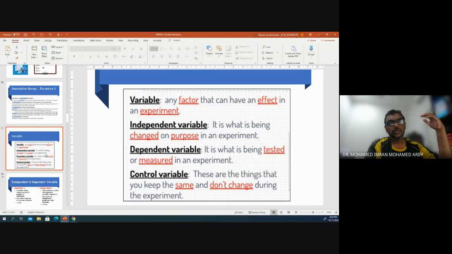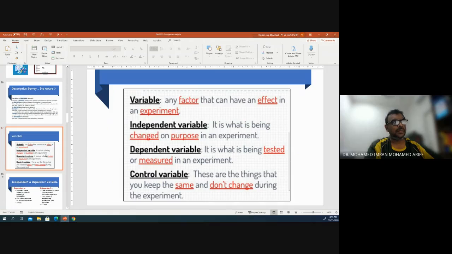Okay, so what are the factors? What are the variables? What is the factor that can have an effect on losing weight? We have exercising, we have fasting, and so on. So those are some of the variables. And then we also have independent and dependent variables.